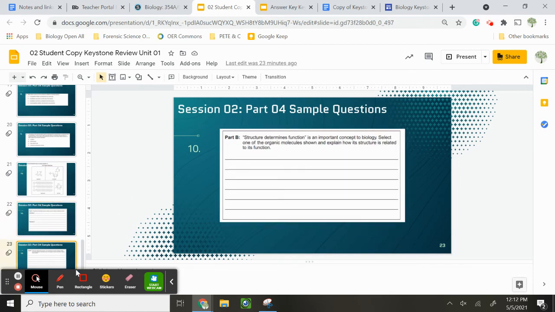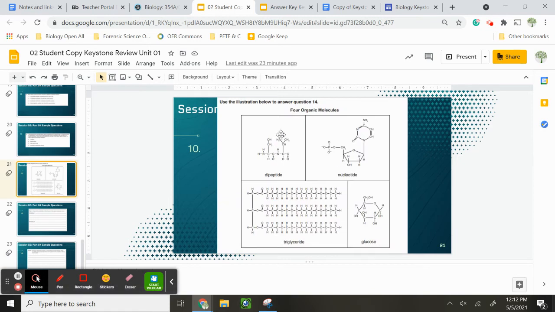Part B, structure determines function and is an important concept in biology. Select one of the organic molecules shown and explain how its structure is related to its function. So looking back here, structure function relationship. Think about what it does and how its shape helps that out. All right, think about these for a moment. And also remember, the Keystone exam always makes things more complicated than they have to be.